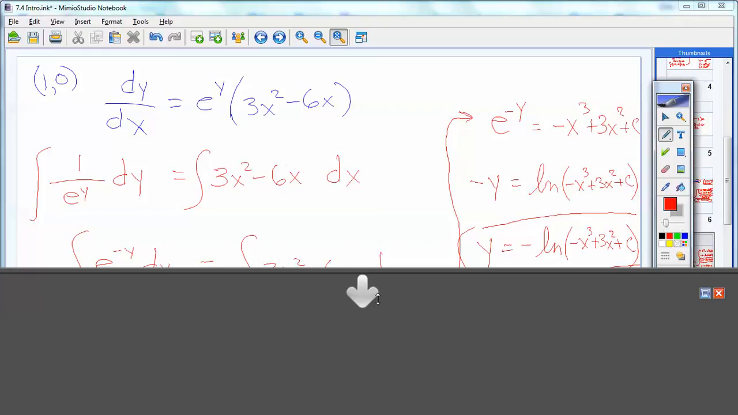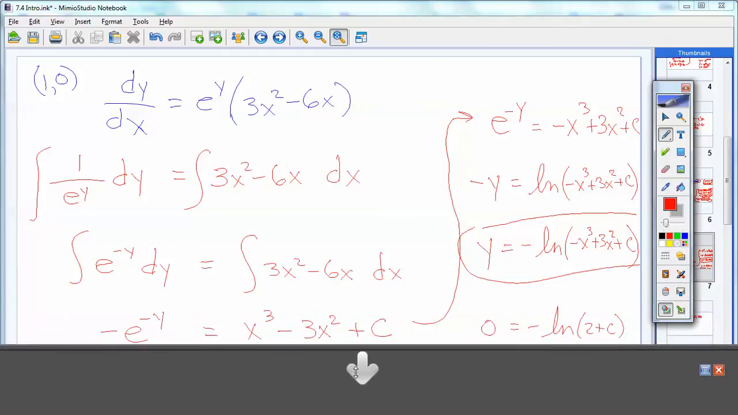Don't forget, what's the next step? We forgot it on the last problem. Plug in our initial condition, right? So for x, we put a 1, that'd be -1 plus 3, that'd be 2. 2 plus c would be on the inside, and we put a 0 in for y. So we'd have 0 equals negative ln of 2 plus c. Oh, there's a negative, I forgot about that. But you can divide by negative, and it's still 0.